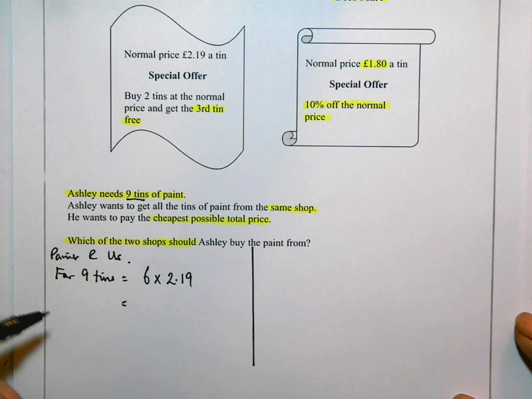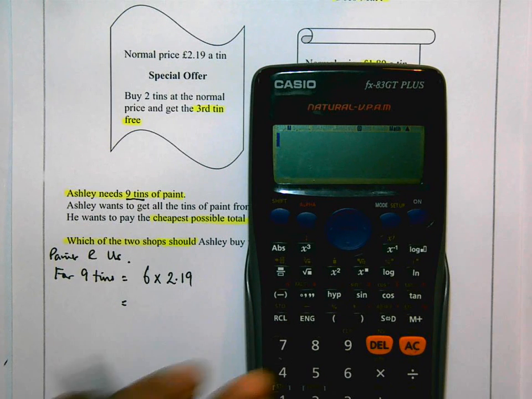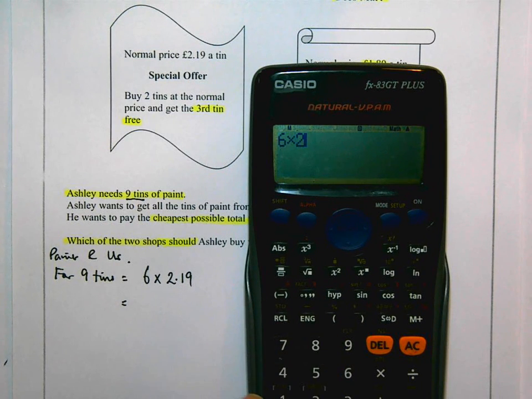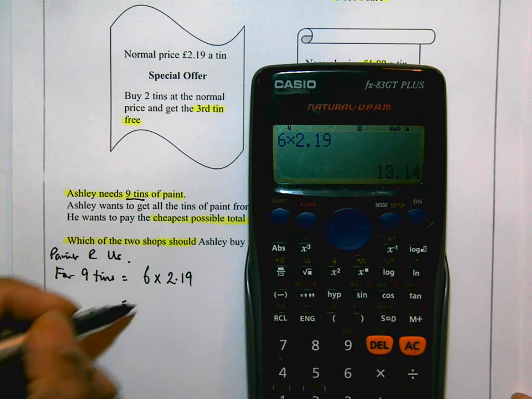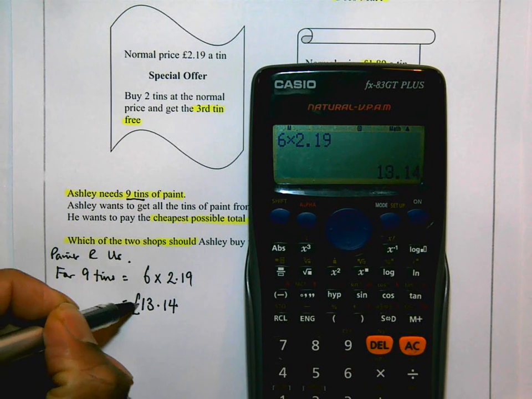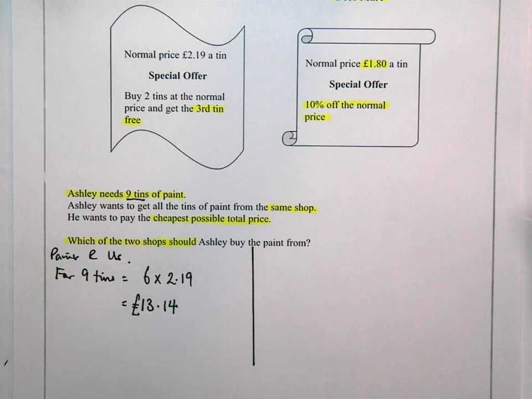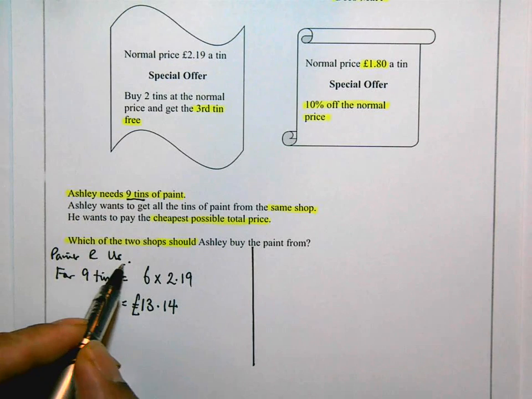So I need to work that out. And if you get your calculator, 6 times £2.19, and that gives you £13.14. And that's how much it's going to cost him there. Okay, going to the other shop, so that's Paint R Us. Going to the other shop, Deco.